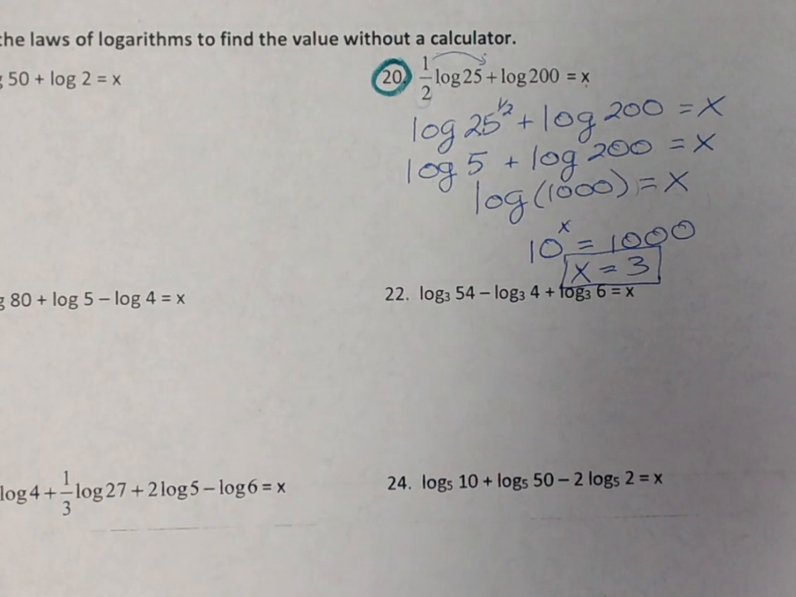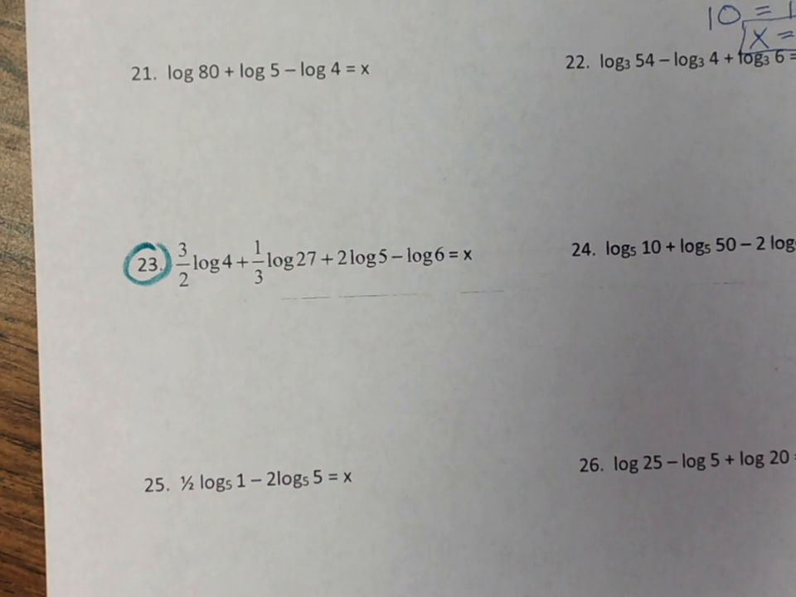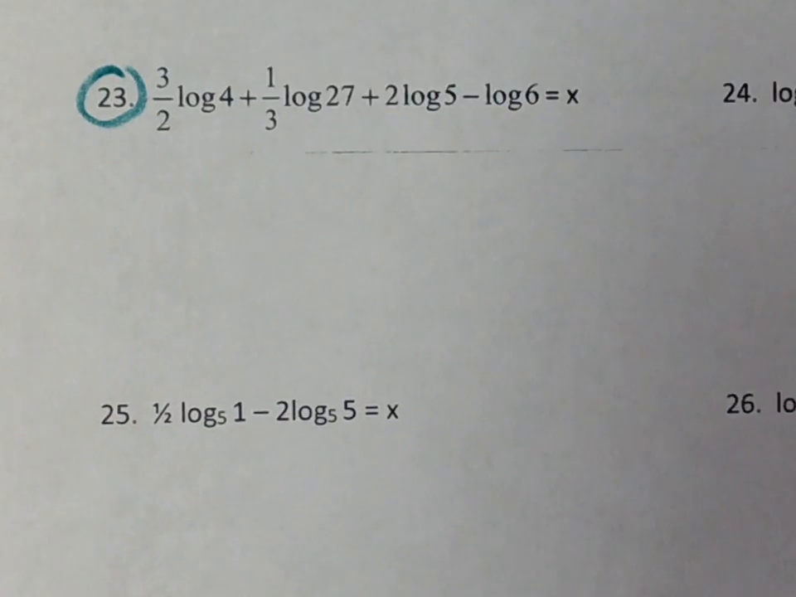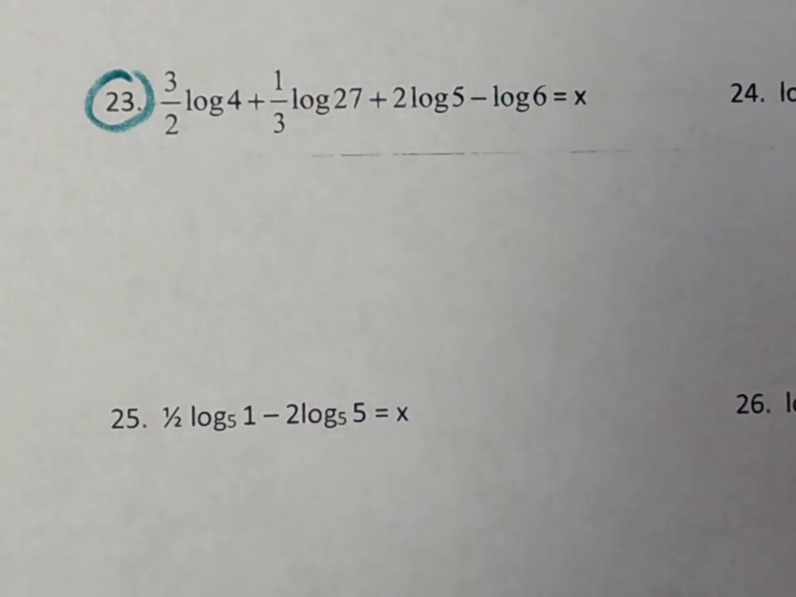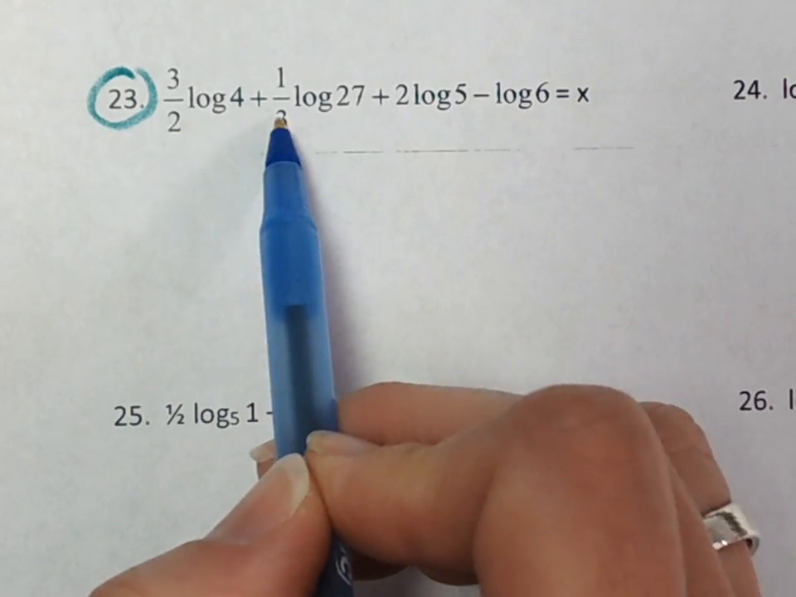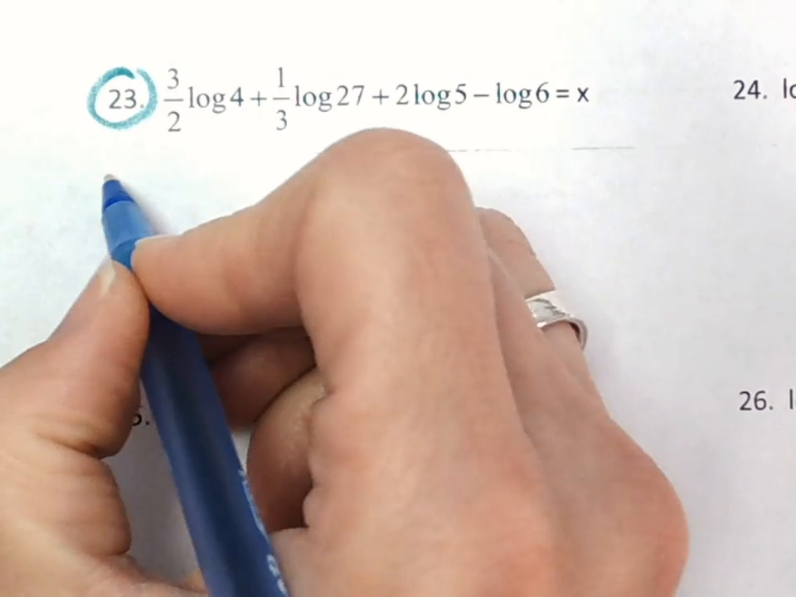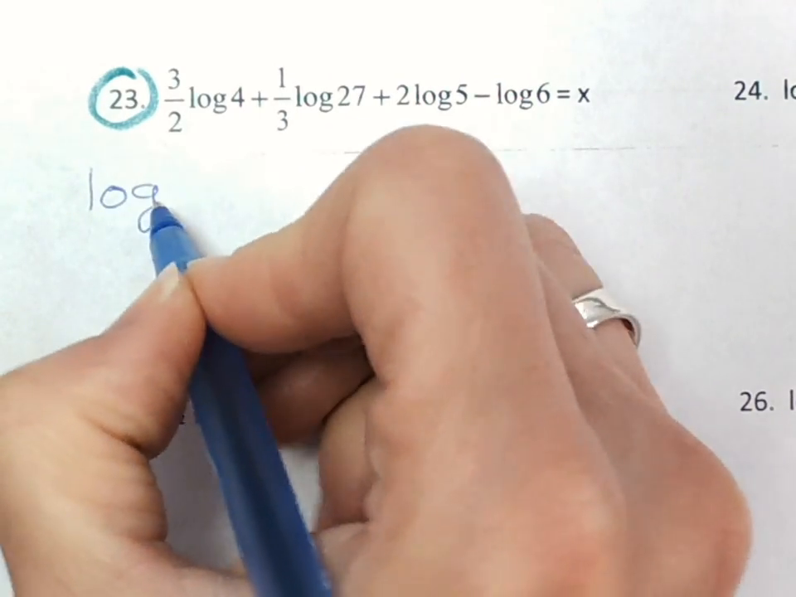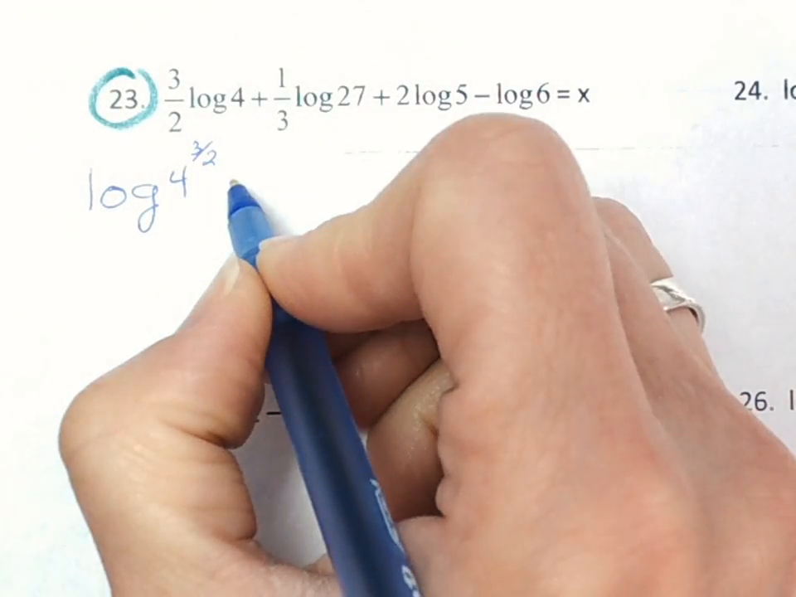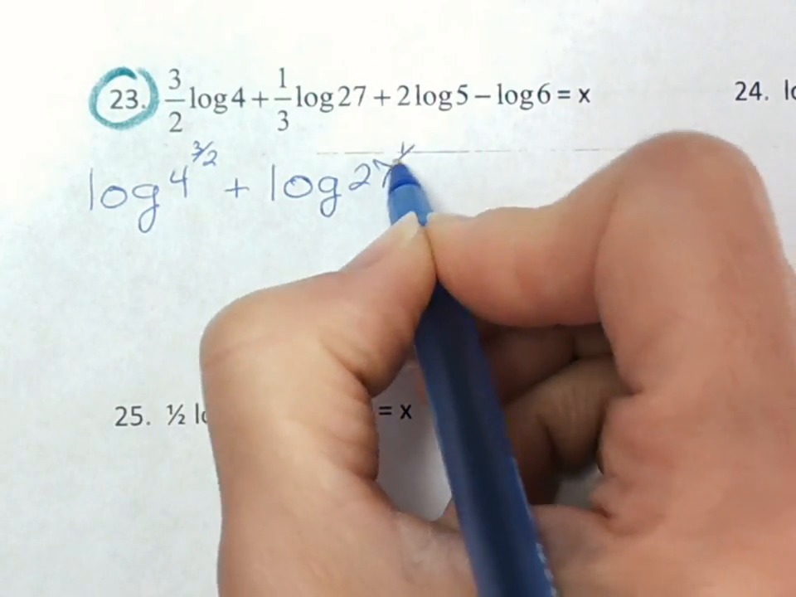Okay, let's do one more together, and then I'm going to let you work. So 23 is pretty crazy, so I'm going to do that one with you. Let me zoom it up here. Okay, so for this one, I've got a couple of different coefficients that I'm going to pull back into the log. So I'm going to use log property 3. So this is going to be log of 4 to the 3/2 power plus log of 27 to the 1/3 power.